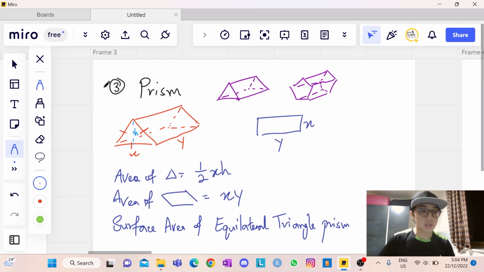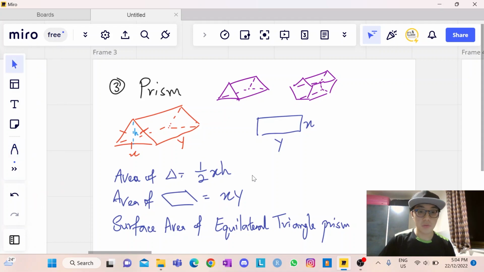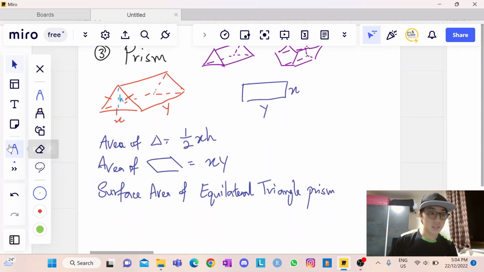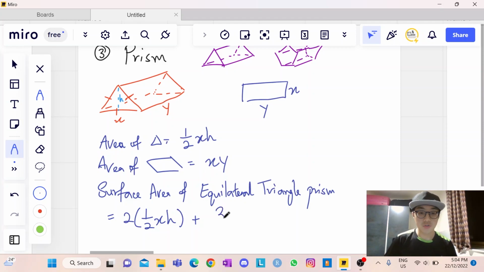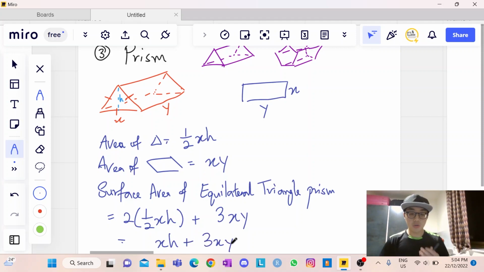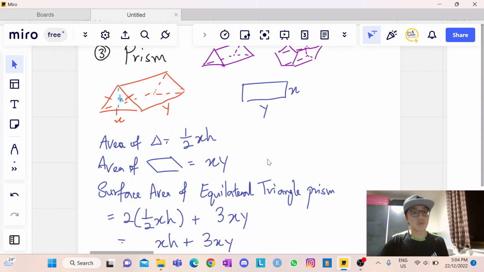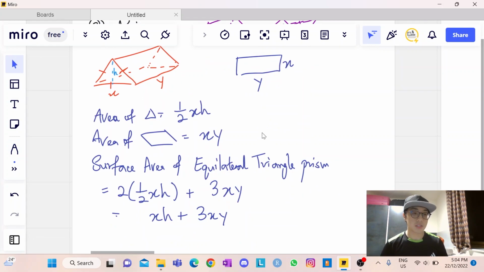All right, so the surface area in this case will be equals to, all right, we have two triangles, so it's 2 multiplied with half x times h, plus you have three faces, three rectangle faces. All right, so it's 3xy. And after you do everything, it's xh plus 3xy. All right, you don't need to memorize this formula. You just need to know how to calculate a surface area. Then you can derive it just by looking at the shape.